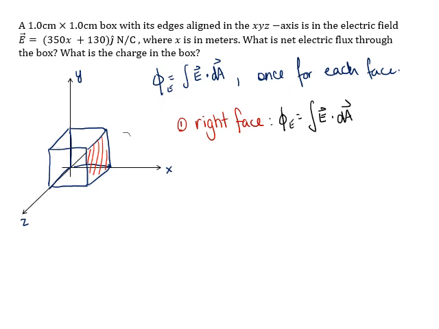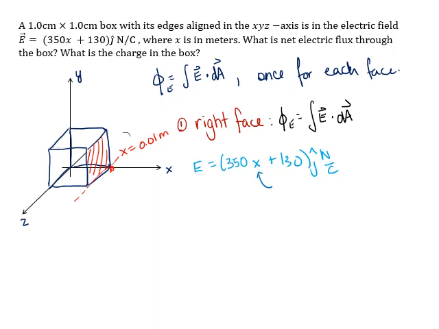What are we going to put in for our E value? Well, E is equal to 350 times X plus 130, in the J direction, newtons per coulomb. X is equal to the X coordinate. When we're right here on this right face, every single position of X is the same. So everywhere along this face, X equals 0.01 meters. So X is equal to 1 centimeter right here.